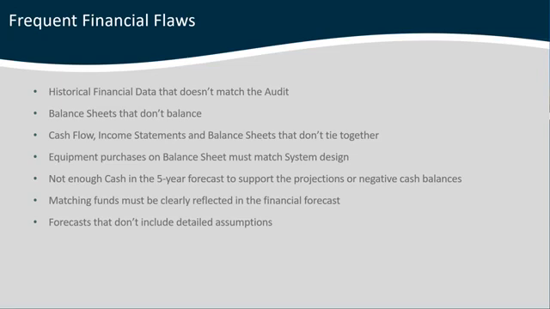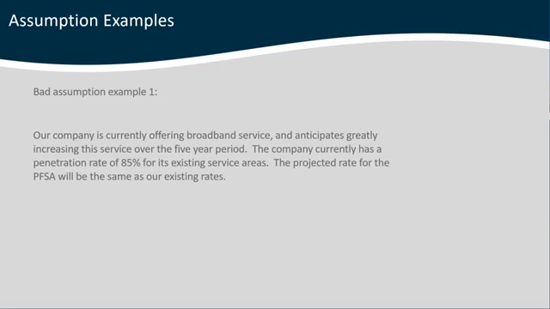If your financial projections show not enough cash in the 5-year forecast to support the projections, or negative cash balances, matching funds need to be clearly reflected in the financial forecast. It is part of your plan. If your forecasts don't include detailed assumptions, that can be a very serious flaw. Because assumptions are important, we're going to spend the next couple of slides talking about some examples of bad assumptions and a good assumption for the same kind of line item.